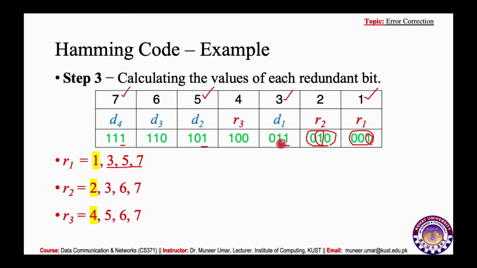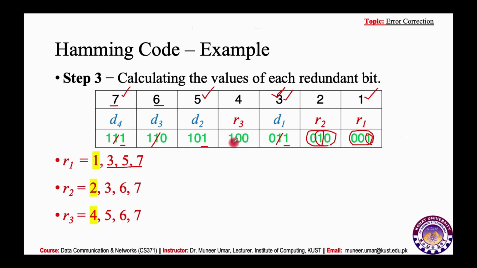So this position is equal to 1 for number 3, and this one is also equal to 1, this one is also equal to 1 for 6 and 7. So for R2, we will have 3, 6, 7.